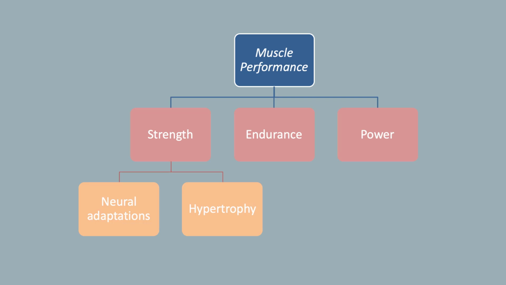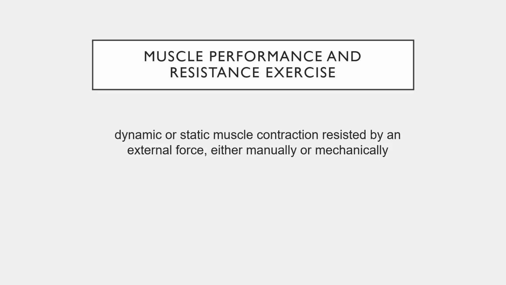Reviewing this schematic, we see that muscle performance consists of strength, endurance, and power, and that strength is a function of neural adaptations and hypertrophy. We may see an improvement in performance quickly more due to neural adaptations than hypertrophy. We will use resistance exercise to elicit these improvements. Recall that resistance exercise is a dynamic or static contraction resisted by an external force, either manually or mechanically elicited.